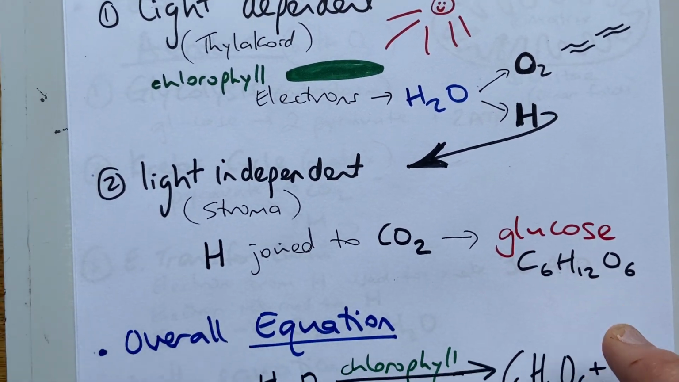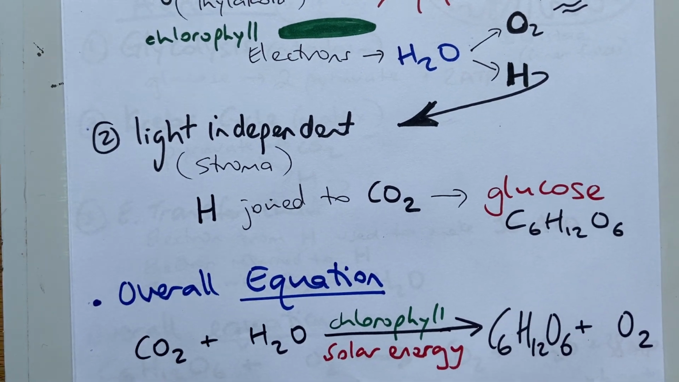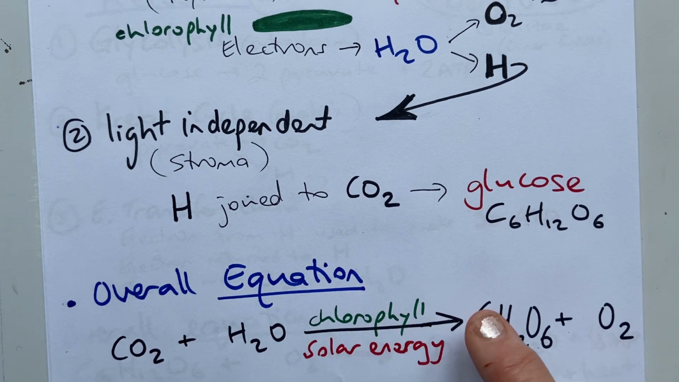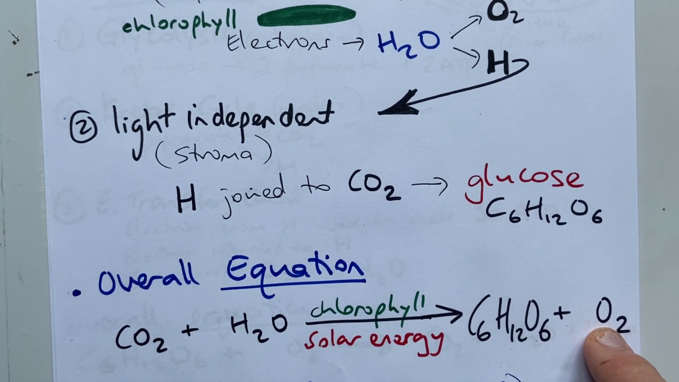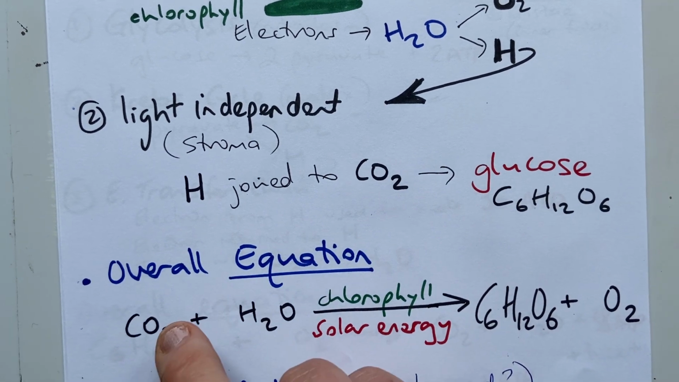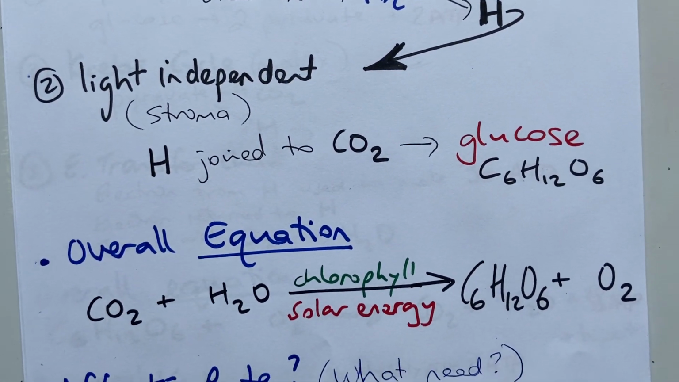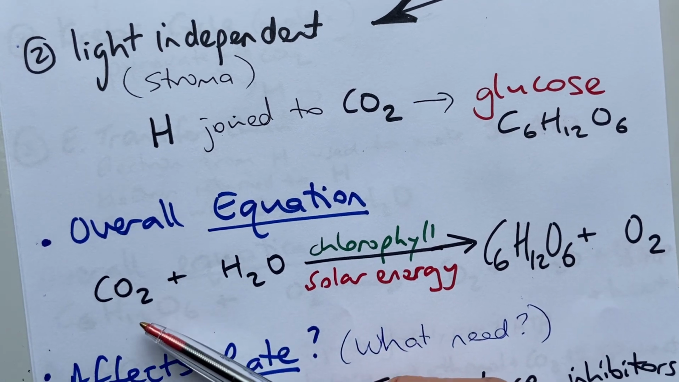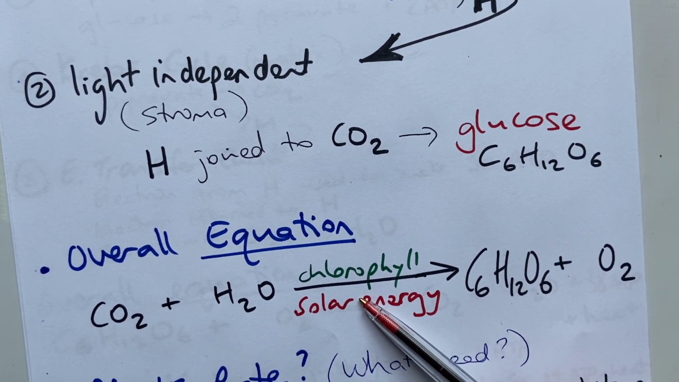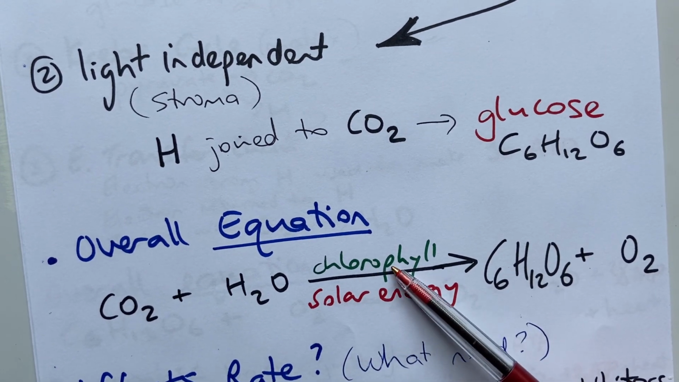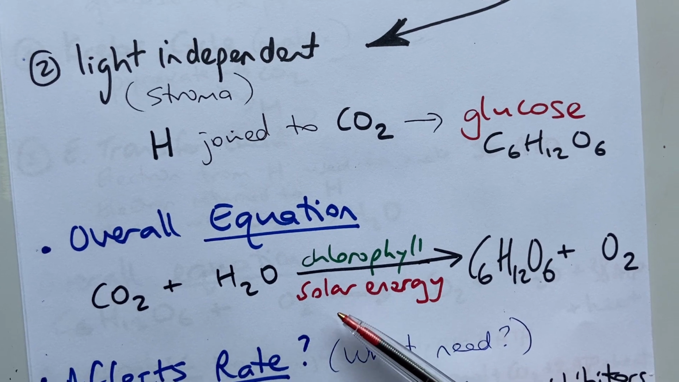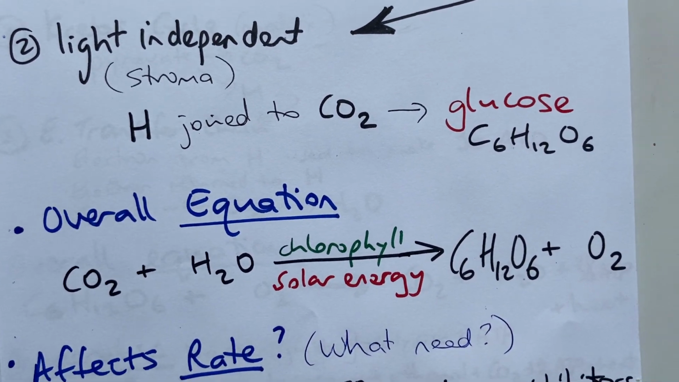If you forget all the steps, just remember the overall equation. Remember, we're trying to make glucose. We know that plants take in carbon dioxide and they get rid of oxygen, and we have a bit of water in there as well. So when you write it, you're going to write the words or the symbols, and you have to make sure that you put chlorophyll and solar energy or light over or under the arrow, because those things are not used up, they're not changed in the reaction.